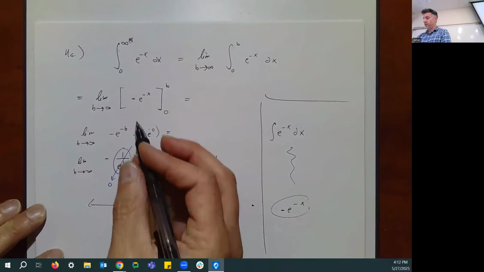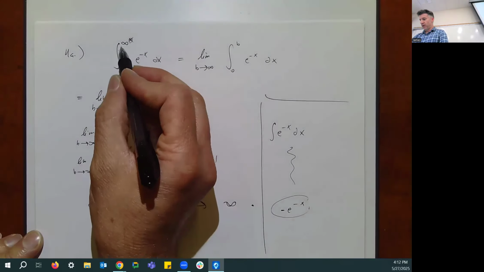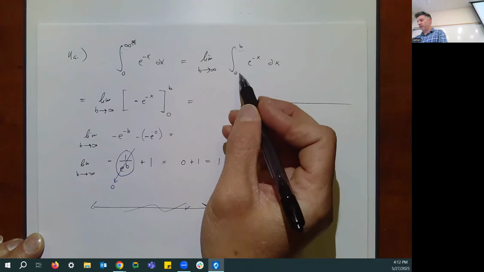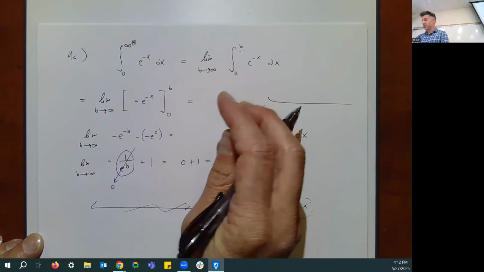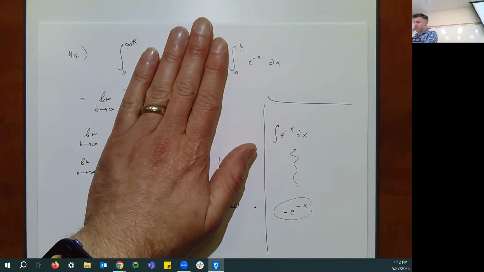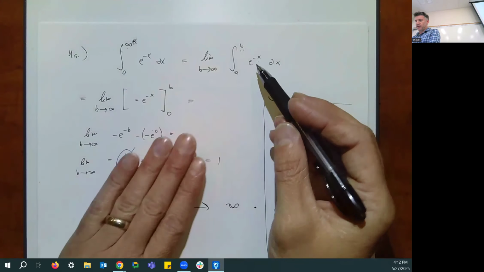Sure. So the first step is wherever my problem point is, whether it's infinity, negative infinity, or some number in between where the function's undefined, which is not the case here, I take that problem thing and replace it with a letter of my choosing, usually b for the top, a for the bottom, and then I'm taking the limit as b approaches infinity. This is still representing the same integral, it's just now I can work with it. Then I did the antiderivative, e to the negative x, and got negative e to the negative x.